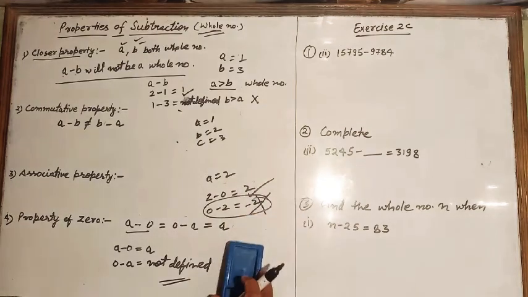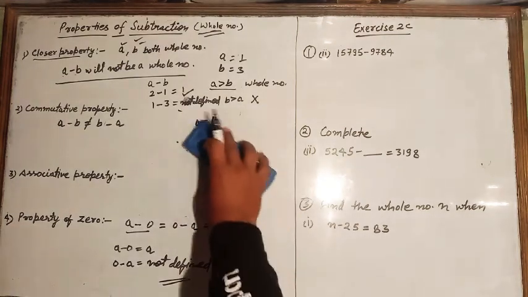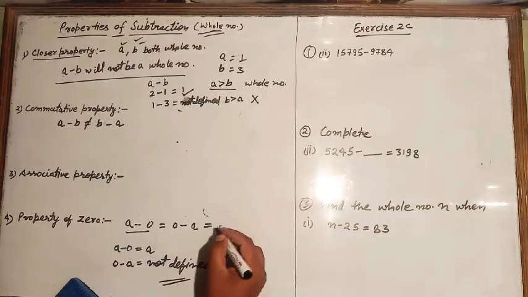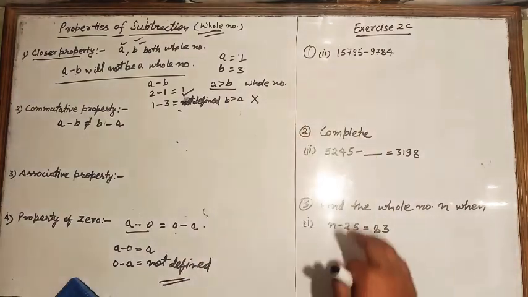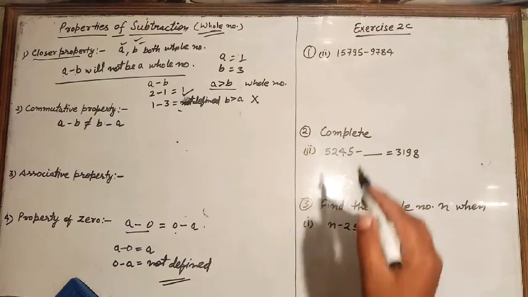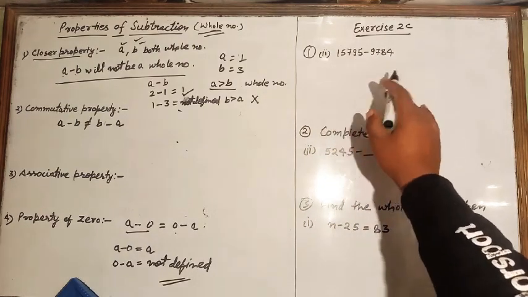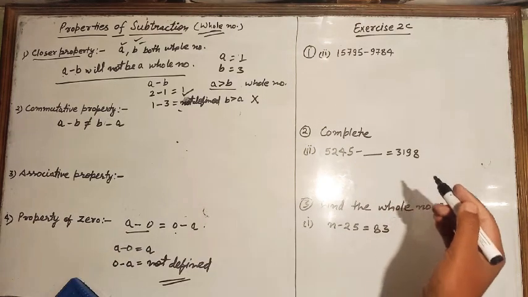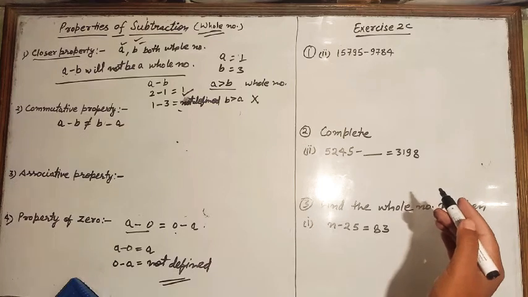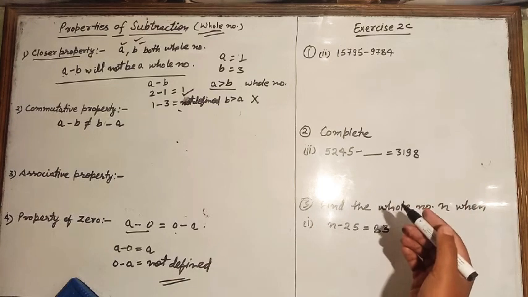Now we will come to exercise 2C. See, question number 1 is 15795 minus, this you have to subtract. In the question it is written: perform the following subtraction and check your result by corresponding addition. First you have to subtract it.